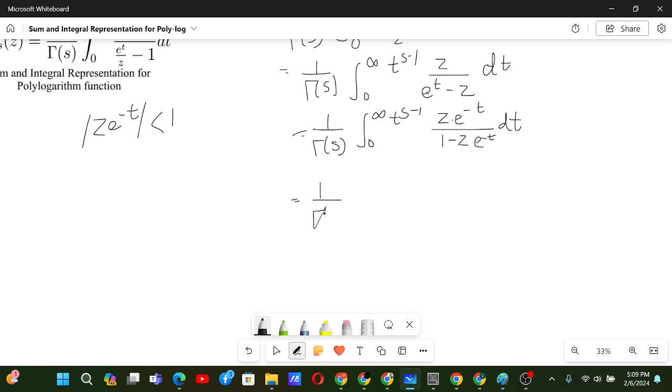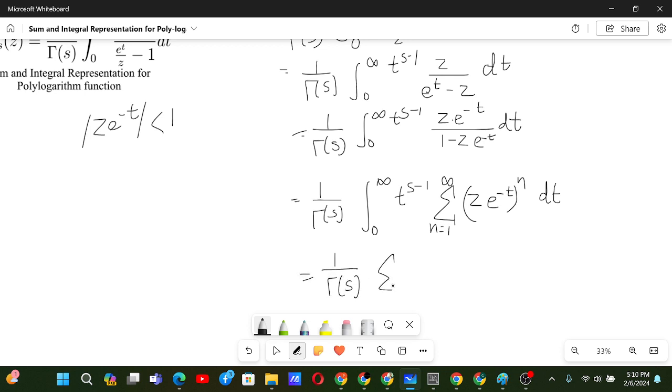We have 1 by gamma of s, integral from 0 to infinity t to the power s minus 1, and then the sum going from n equals 1 to infinity of g e to the power minus t, to the power n. We can note that the first term is g e to the power minus t as it is here, and the ratio is also the same, because those are the same. Now, since t to the power s minus 1 is constant with respect to the sum, we can take it inside the sum and then swap the sum and integral.